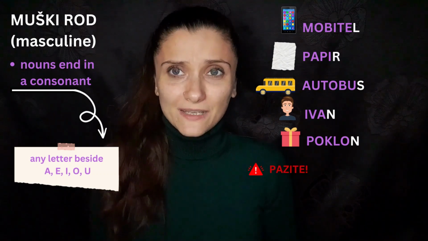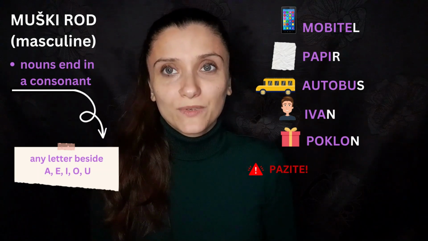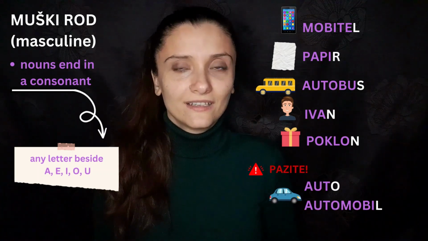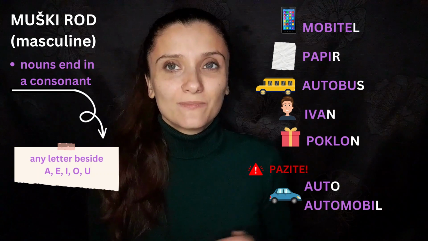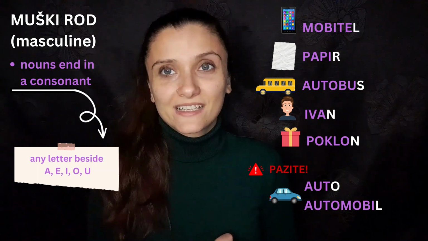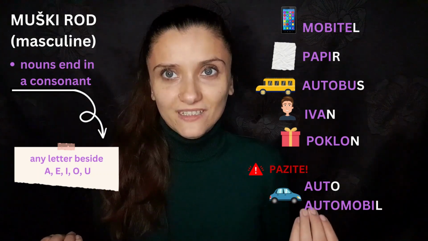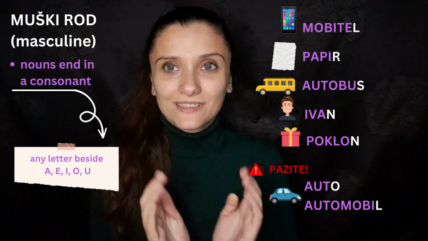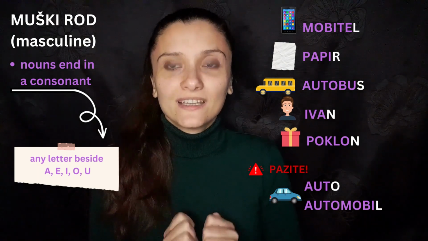But of course there are some exceptions. For example, auto, car, ends with o, but because the full word is actually automobil, grammatically also the shorter version is MUŠKI ROD. Let's see how we recognize ženski rod, feminine. Most of the words which end with a are feminine, ženski rod.